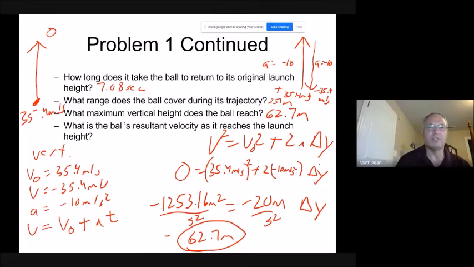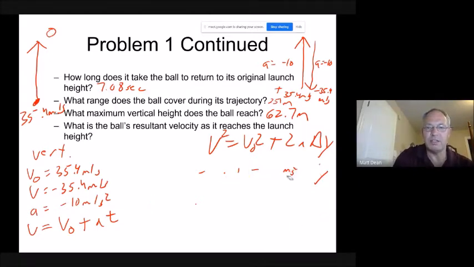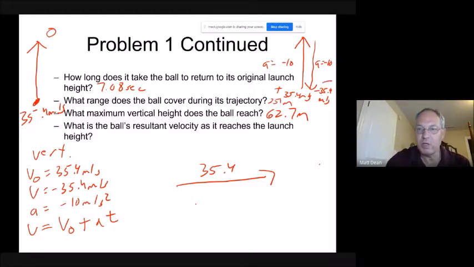All right, and then finally, what's the ball's resultant velocity as it reaches the launch height? So what we're being asked here is that the ball goes up and then it comes back down. And what's its actual velocity when it gets back to the ground? So we know that the whole time it has a horizontal velocity of positive 35.4. All right. And when it gets back to the ground, its vertical component is negative 35.4. That's when it returns back to the ground. It's the vertical component, which is what we're asking for here.